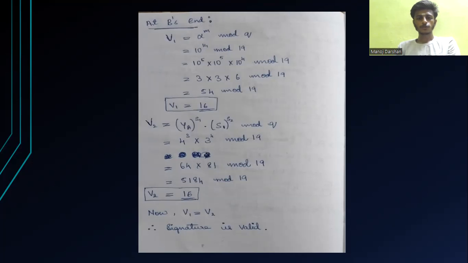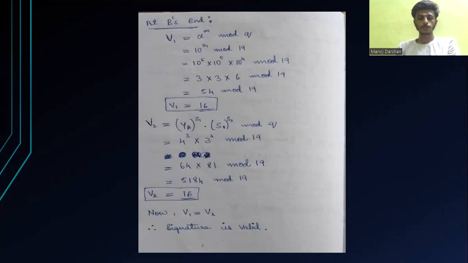Next, moving on to V2. We have the formula V2 is equal to YA power S1 into S1 power S2 mod Q. YA power S1 is 4 power 3, and S1 power S2 is 3 power 4, mod Q, that is mod 19. 4 cube is 64 into 3 power 4 is 81. 64 into 81 is 5184 mod 19. After applying mod 19 to 5184, we get V2 is equal to 16.